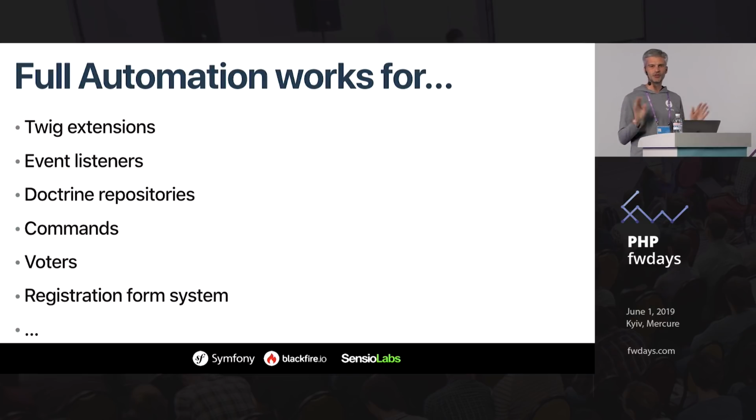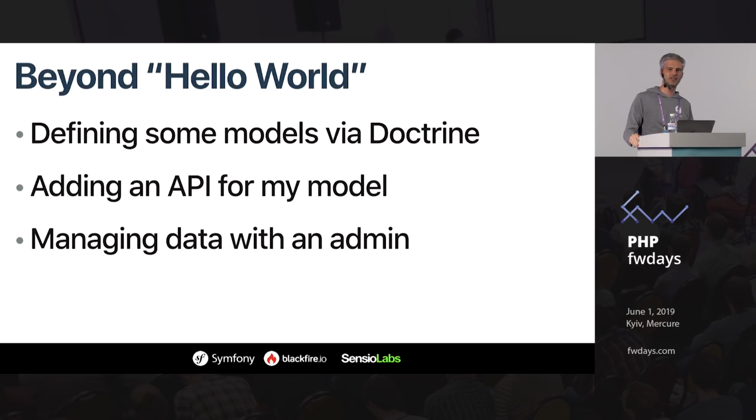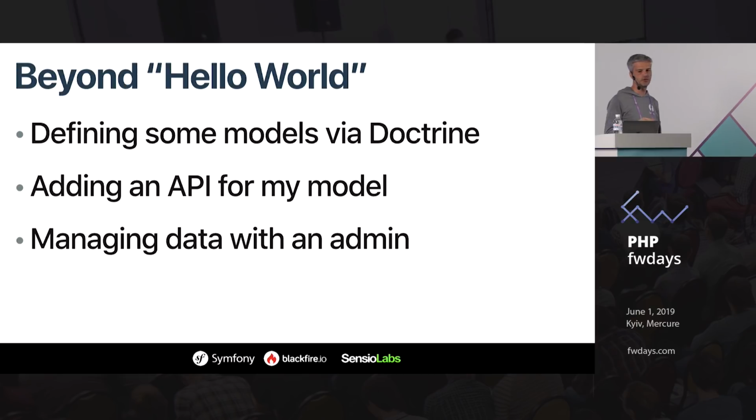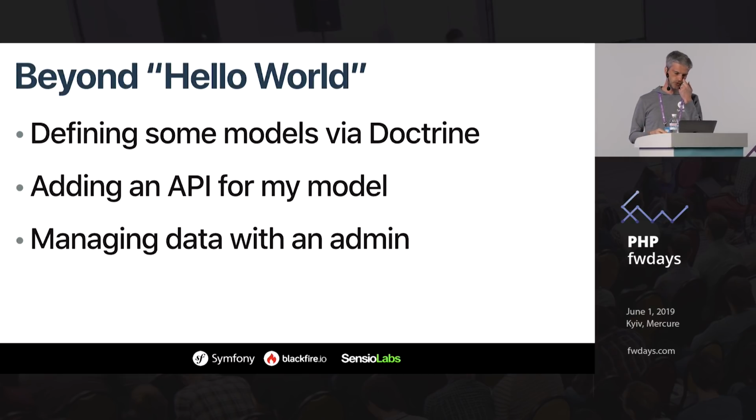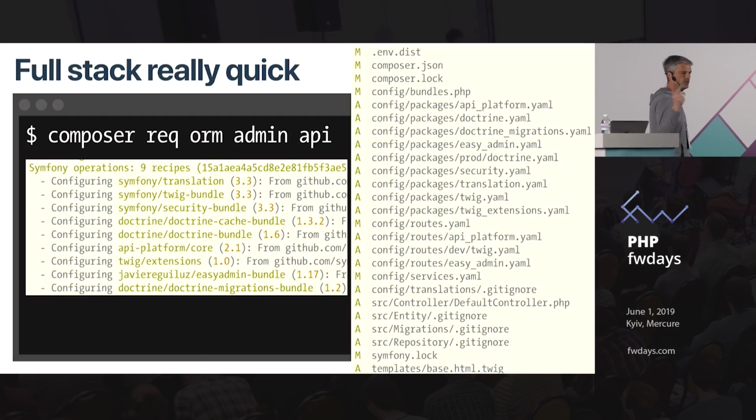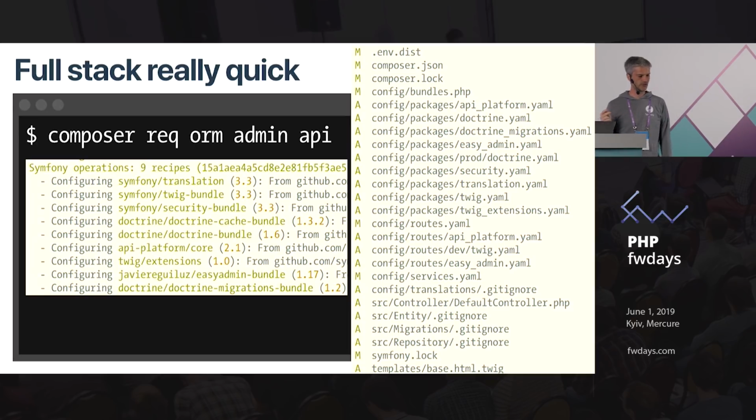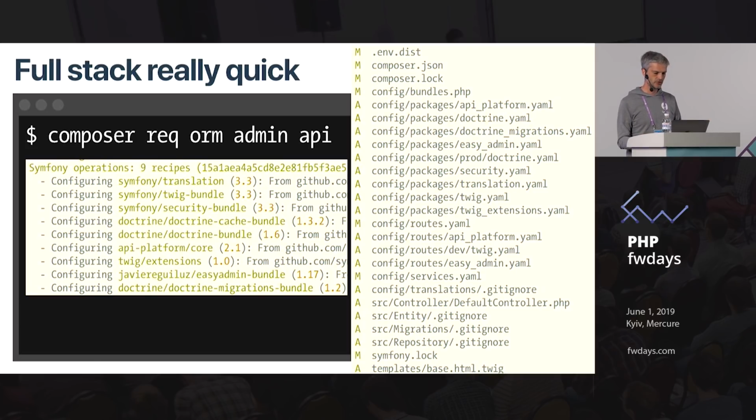That's nice. Hello world, always very easy. You can use any framework for that, and it's always very easy to create a hello world. So we want to go beyond that. I want to use doctrine. I want to use a database. I want to create an API, and I want to create an admin for managing my data. So what you can do is require ORM admin API. It's going to install a lot of dependencies, I would say. It's going to add a lot of configuration, as you can see on the right side of the screen. But I've done nothing, just require those three aliases.